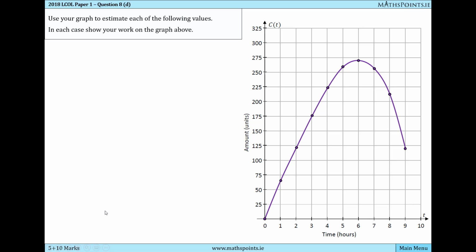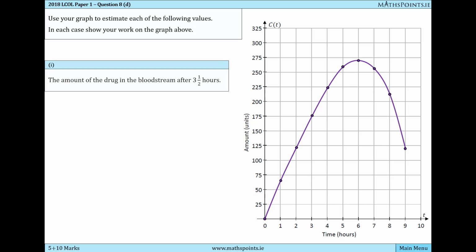The next couple of parts of the question are going to be reading information from the graph. So it says use your graph to estimate each of the following. So the first thing is the amount of drug in the bloodstream 3.5 hours after we've taken the drug. So we go to 3.5 hours on the x-axis, the axis that has time on it. So 3.5 hours is here. And then what we do is we go up until we hit the curve. And then we move across and we get a value of 200. So after 3.5 hours, there was 200 units of the drug left in our bloodstream.